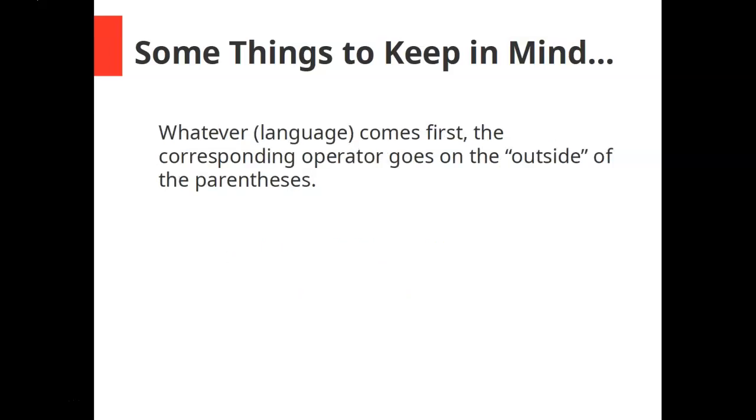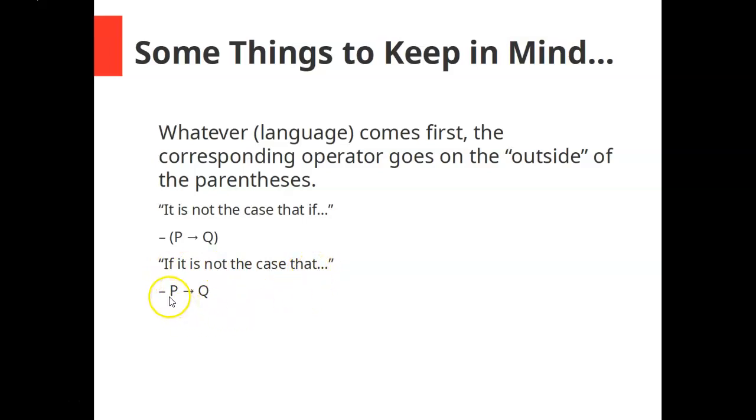Another thing to keep in mind is that whatever language comes first, the corresponding operator goes on the outside of the parentheses. So if I were to say something like, it is not the case that if, blah, blah, blah, it is not the case that comes before the if. So the negation is really negating the whole thing, and the negation comes on the outside of the parentheses. The negation is saying that the conditional is false. But if I said, if it is not the case that, it would look something more like this. If it is not the case that, the conditional goes on the outside of the parentheses, and you really don't need parentheses at all.